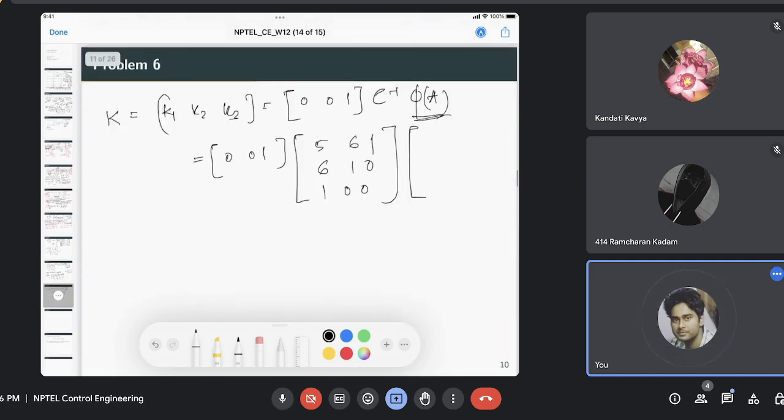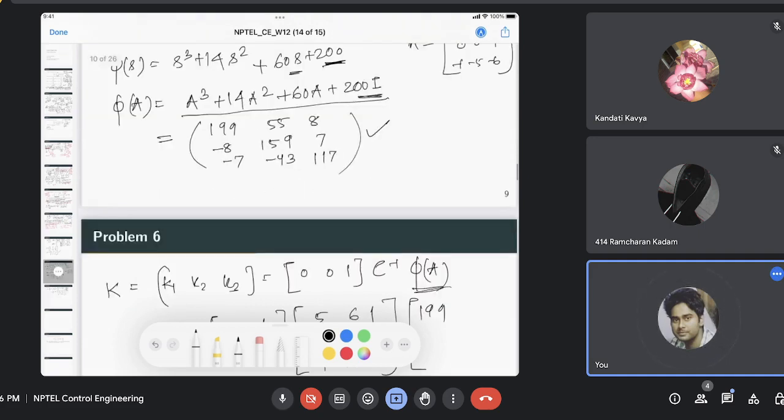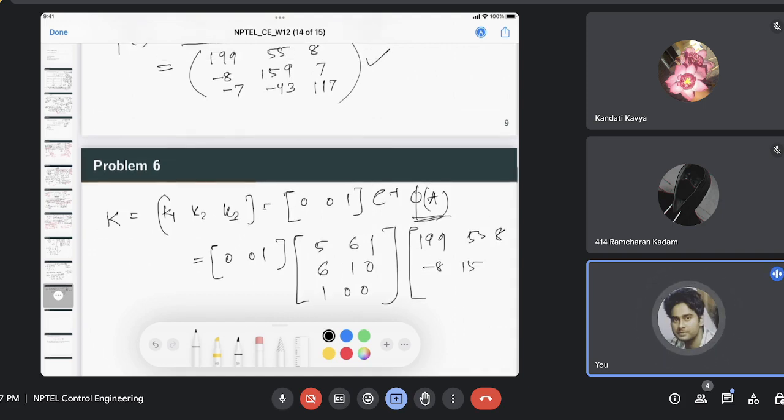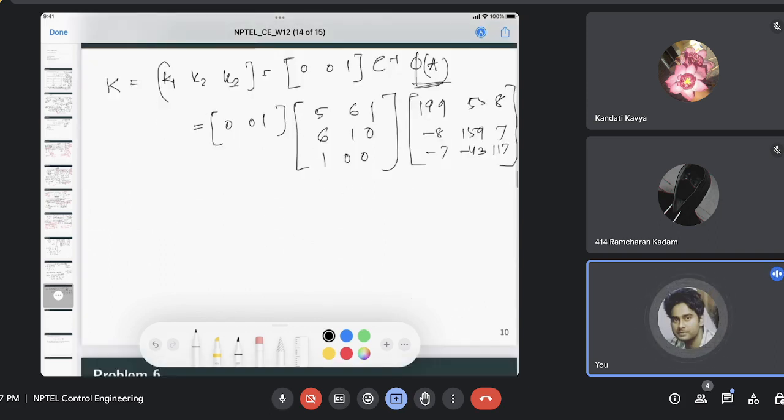And this one we also computed here. This is 199 55 8, minus 8 159 7, minus 7. So just algebraic computation, nothing else.